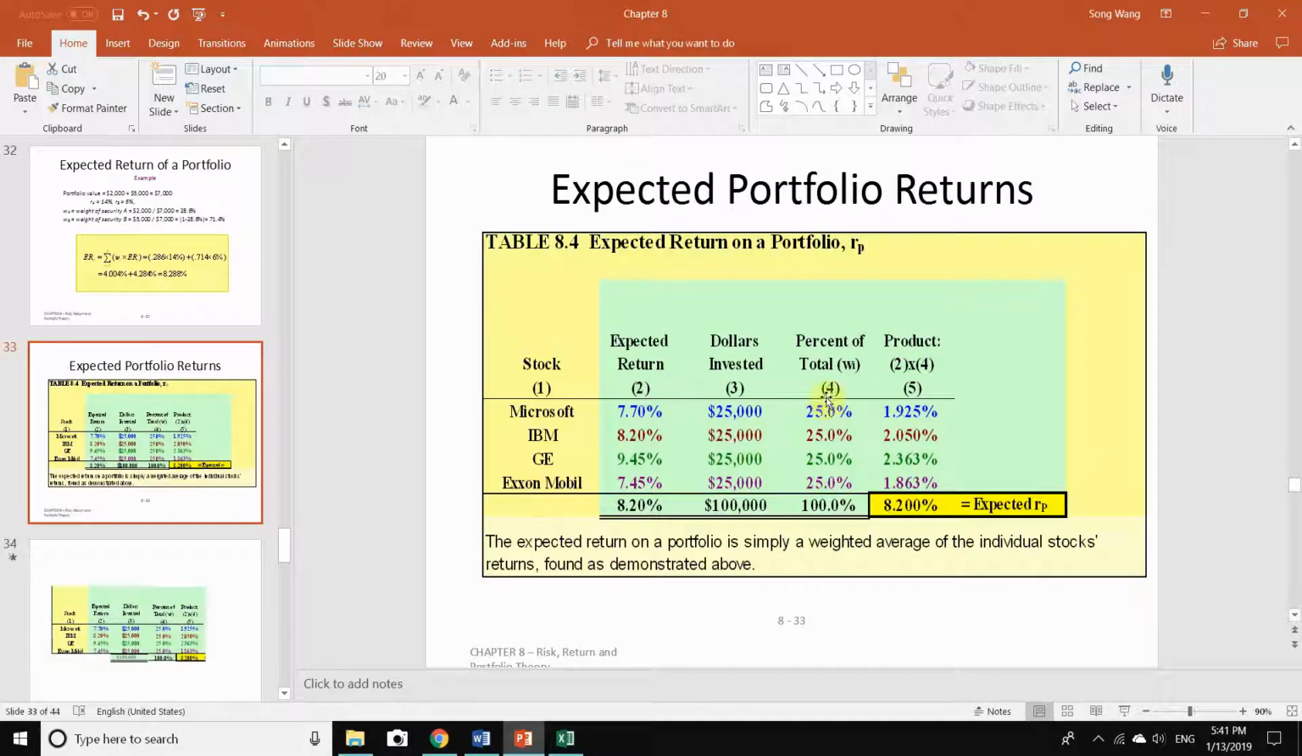When you have 4 stocks like this, and you invest equally in each of them, $25,000 each, how do you get the weights? You need to add them up to get the total, which is $100,000, and then divide each investment by the total to get 25% as the percentage weight. Okay, the expected return of each individual stock is given, so you multiply the expected return of a stock by the weight, you get a product, and after you get all 4 products, you add them up to get the expected return for the portfolio. Okay.